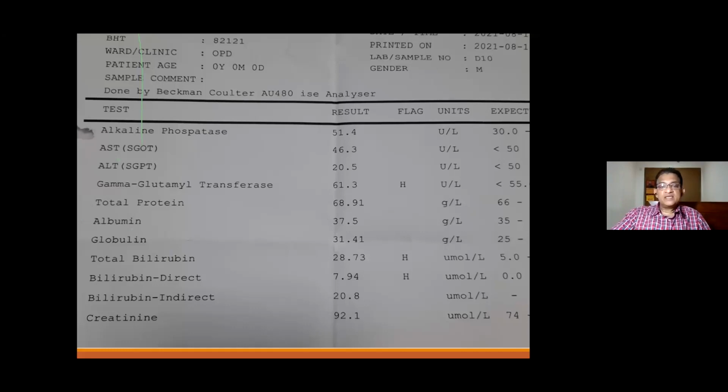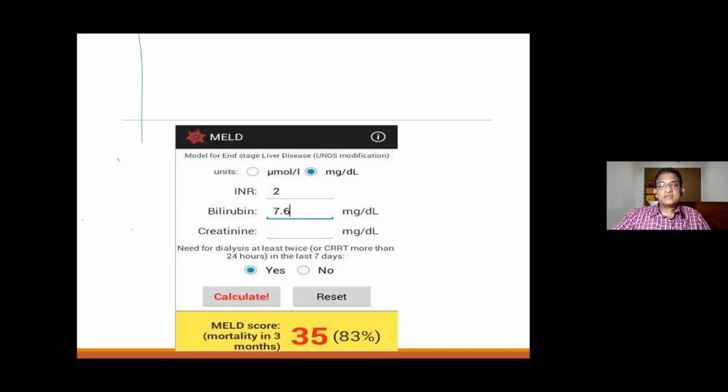But here the bilirubin is elevated but indirect. So this is probably a well compensated cirrhosis patient with Gilbert syndrome. So if you calculate the MELD, see the MELD calculation. This again, like the FIB4 score, is free online. You need INR, bilirubin, and creatinine. That's all. And you need to say whether he is dialyzed or not. That's all. Then you calculate.